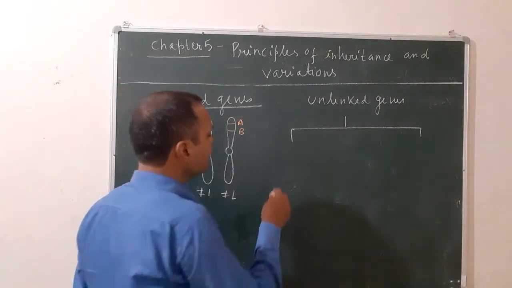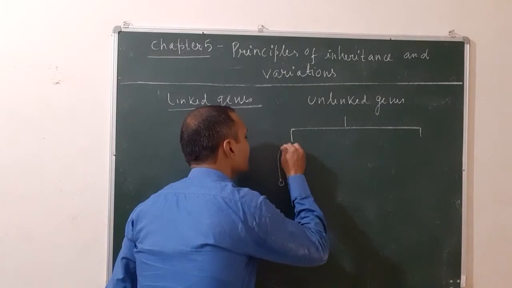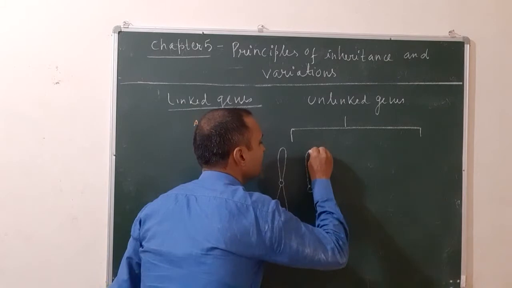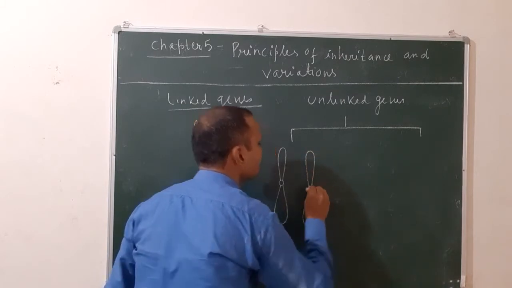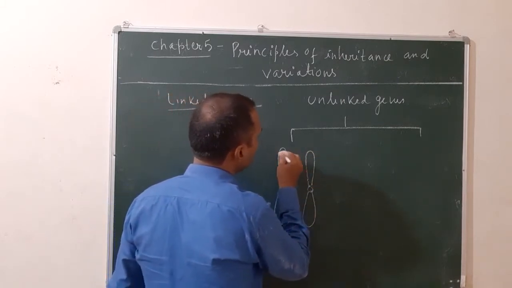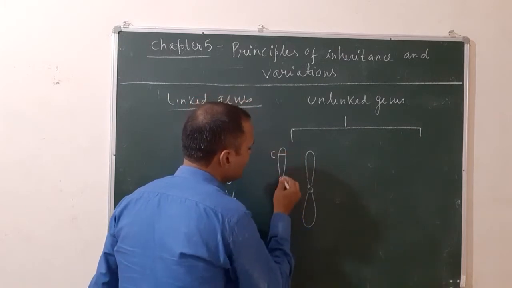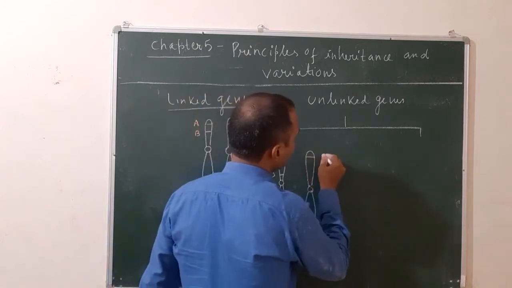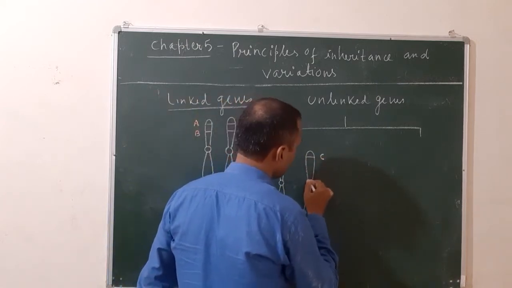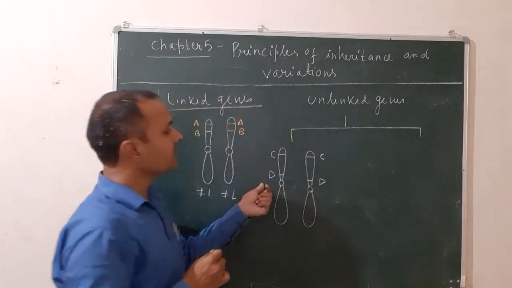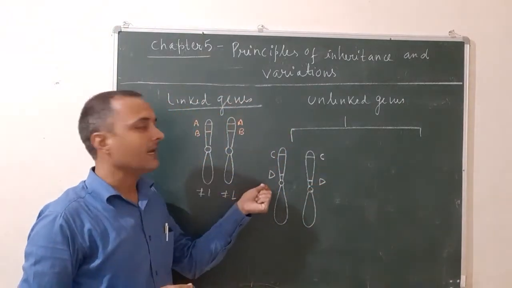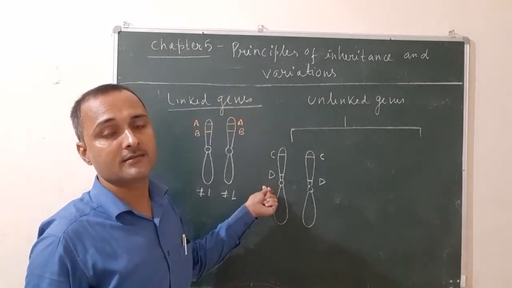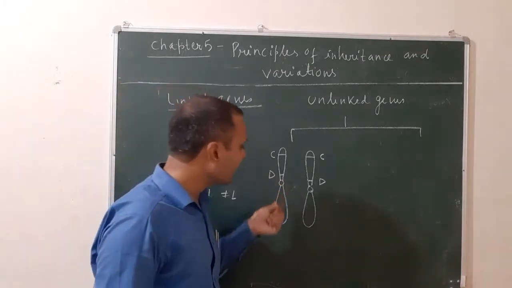Unlinked genes are the genes that are present on the same pair of chromosomes but located apart, that means there is a certain distance between the genes. Suppose this is gene C and this is gene D, and here also gene C and gene D. See, in this case there is more distance as compared to the first. The genes that are present on the same chromosome but located distantly apart are known as unlinked genes.